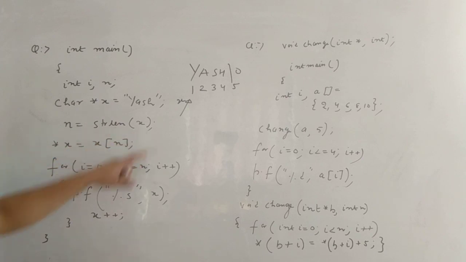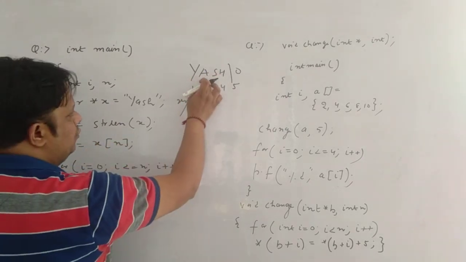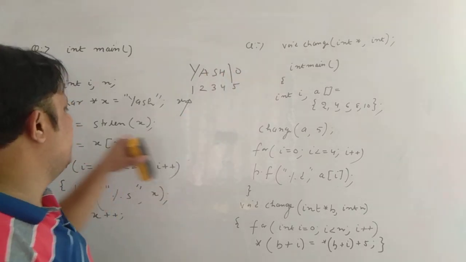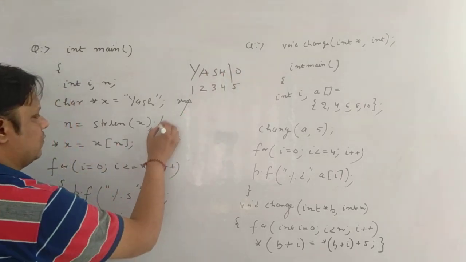Now n is equal to strlen(x). So what is the string length? 1, 2, 3, 4. String length does not take into account your null character, right? So n value is 4, right?